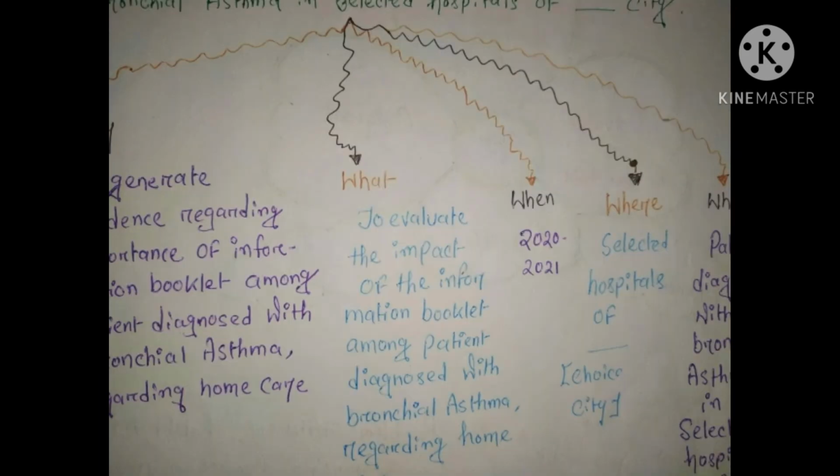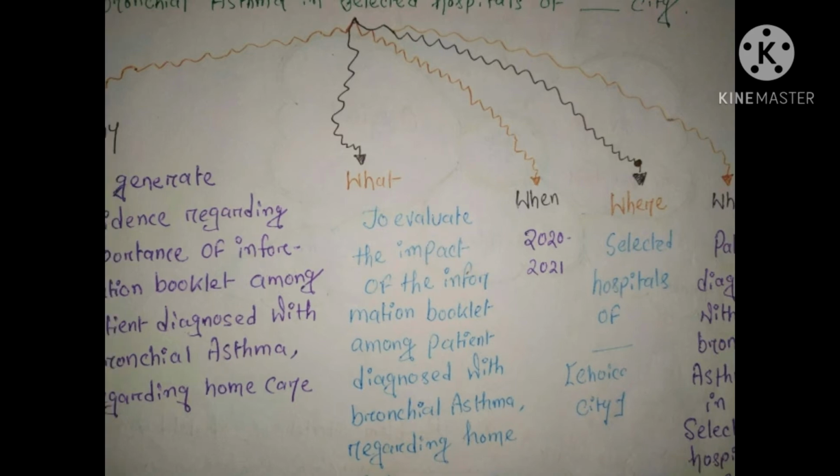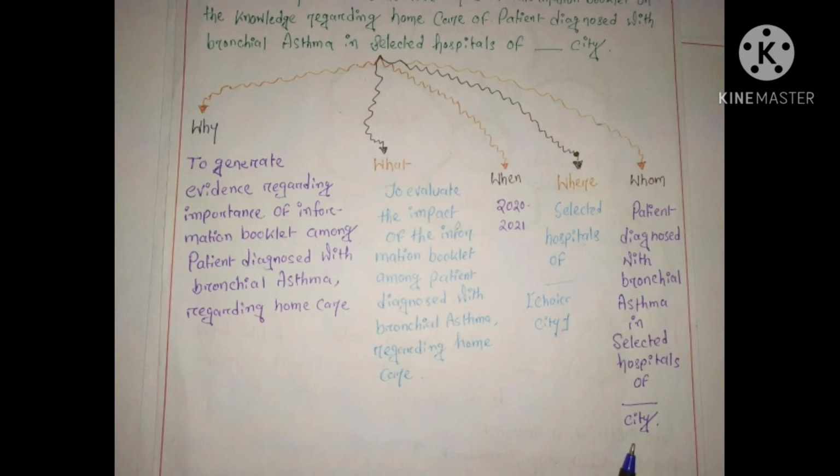And now what is the purpose? Basically, what is the study all about? To evaluate the impact of information booklet among patients diagnosed with bronchial asthma regarding home care. We will see the improvement basically because of the information booklet. Okay, now when? Suppose we are doing it in 2020, so you will give 2020 to 2021. Now where are we going to do this? Selected hospitals of your choiceable city, wherever you are going to do. Now whom? From whom are we going to gather the information? So patient diagnosed with bronchial asthma in selected hospitals of your choiceable city, you can put.